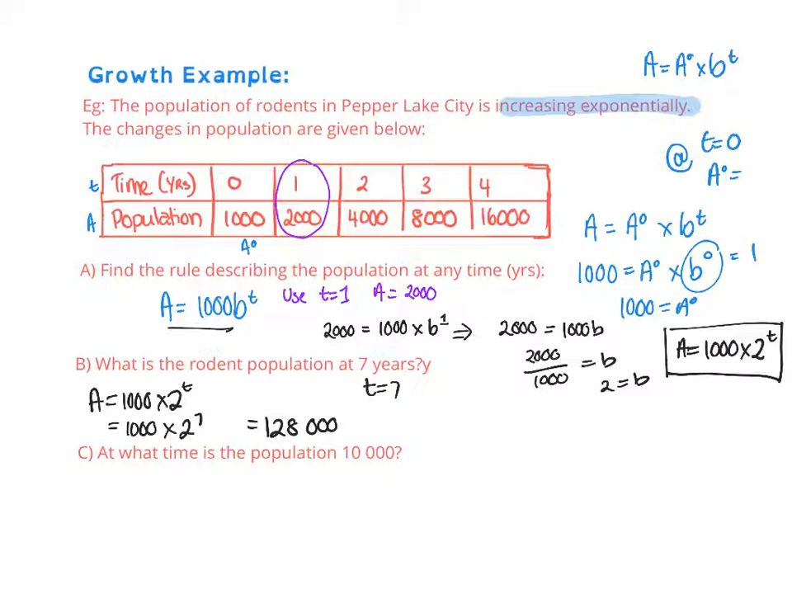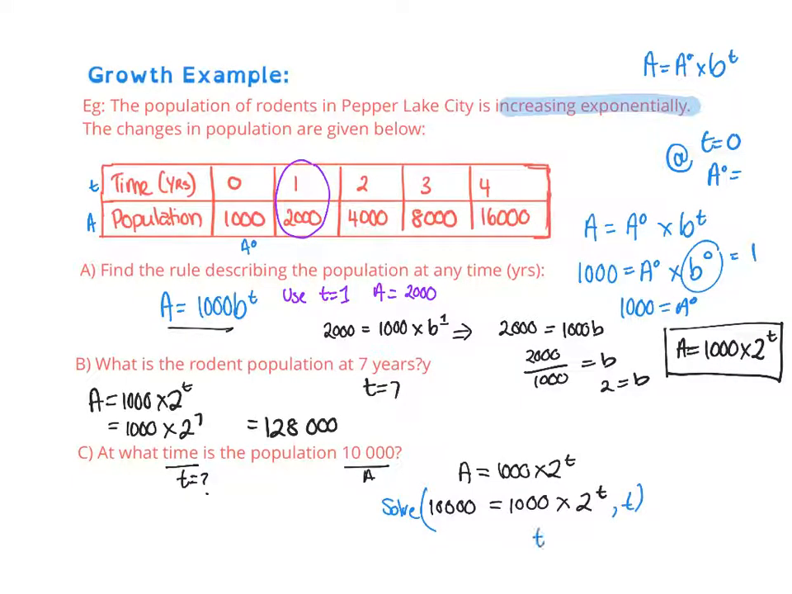Okay, at what time, so T is the question, the population, so they're saying is A equal to that. So you've got your formula, which is 1,000 times 2 to the power of T. Then I'm going to pop in that I've got 10,000 is the population, and I'm trying to find what T is. So you're just going to use your solve function on your calculator, type that in, and you'll get T equals 3.3. So at what time? So you might say at 3.3 years. Okay?